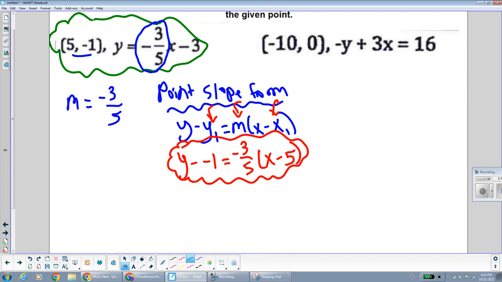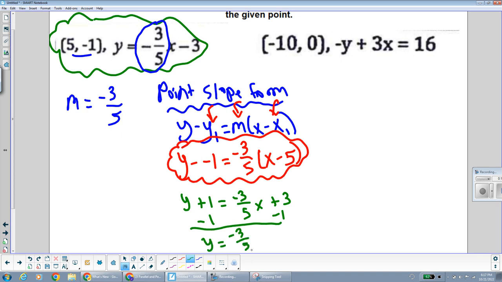If we wanted to solve for y and put it into slope intercept form, or y equals mx plus b form, we could do that by just distributing. One more step. And this would be an equivalent equation of the line written in slope intercept form, written in y equals mx plus b form.